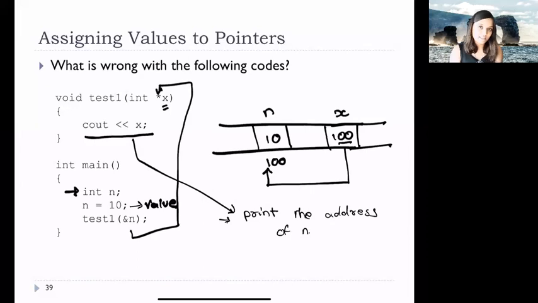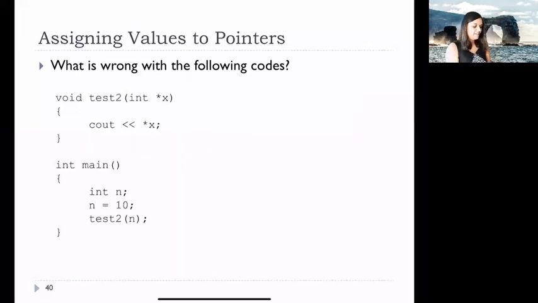So if you intended to print the value, this program wouldn't print the value, but rather it would print the address, because x is equal to the address that's over here. So rather than printing 10, it would print 100 or some big number that represents the address at which this variable is stored. That's what's wrong with this.